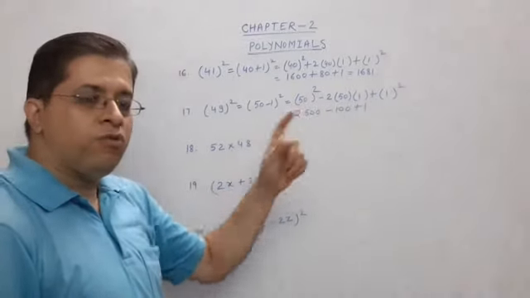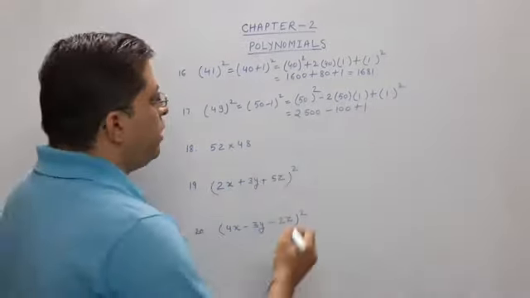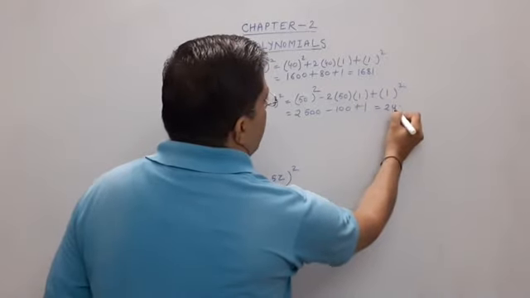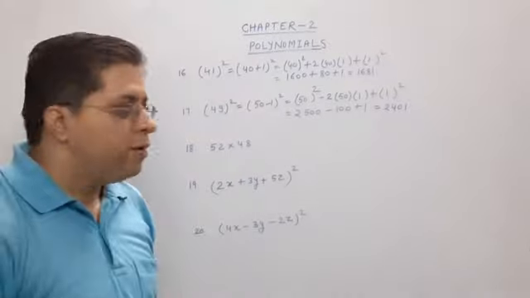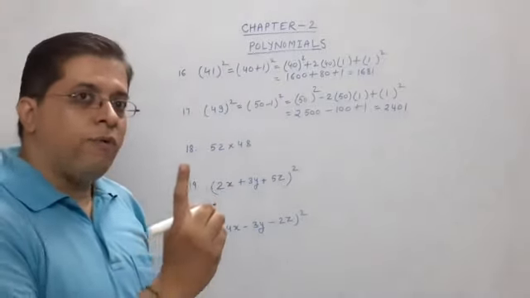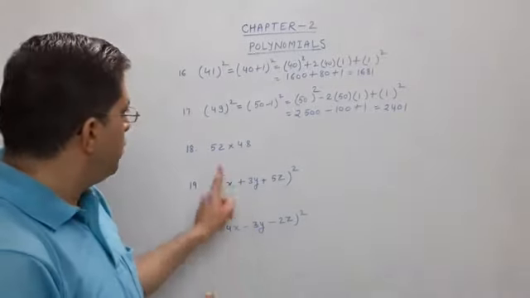2500 minus 100 is 2400 and then 1. The answer will be 2401. You can get answers quickly, because we are now doing very short answer type questions.